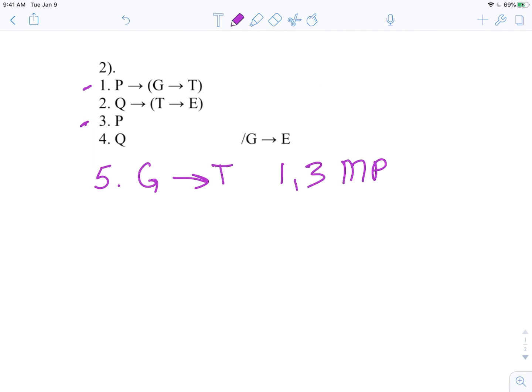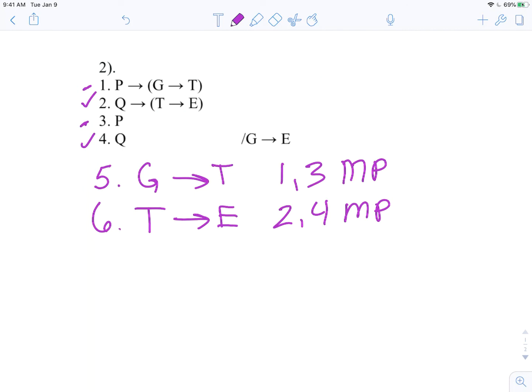So now, are we done yet? No, because we haven't met the challenge. Well, what else can we put together? Look at 2 and 4. You'll see here, 2 says if Q, then if T, then E. And 4 says Q, therefore, that gives us 6. If T, then E. And again, we have to justify it. So we have lines 2, 4, and modus ponens again.